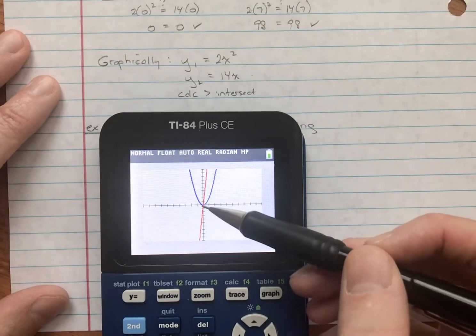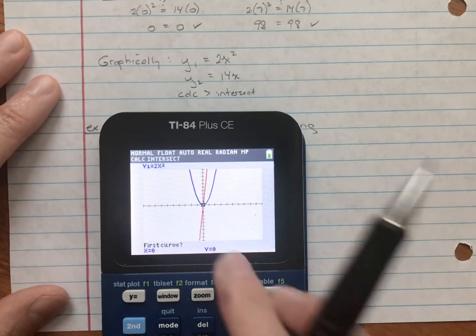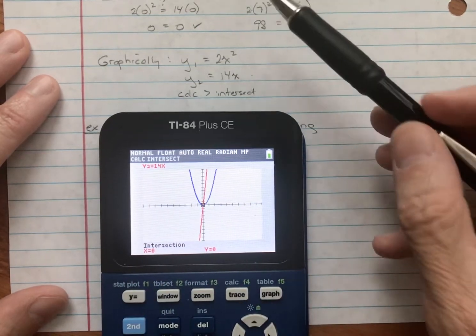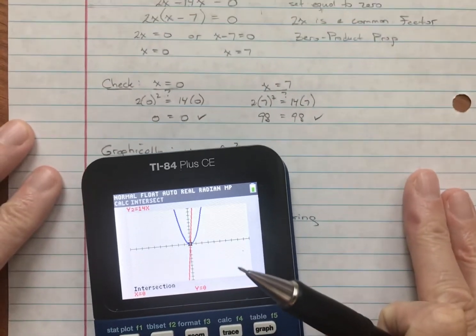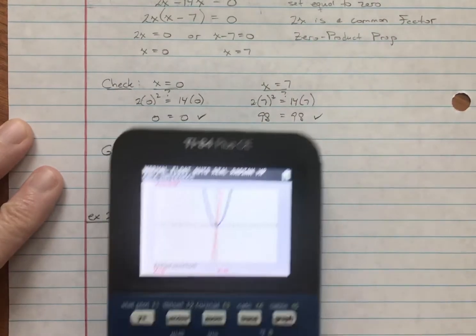So the line obviously intersects right there. So let's test that out. Where is that point of intersection? So second calc intersect. I'm already right on the cursor on the origin. First curve, second curve, guess. And sure enough, x equals 0 is a point of intersection. And that one is right here. We said x equals 0 was a solution.